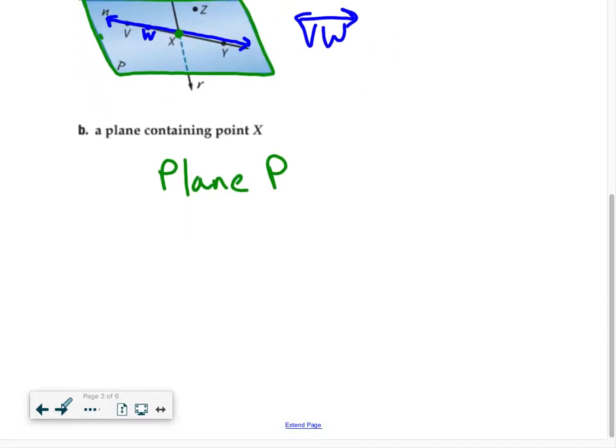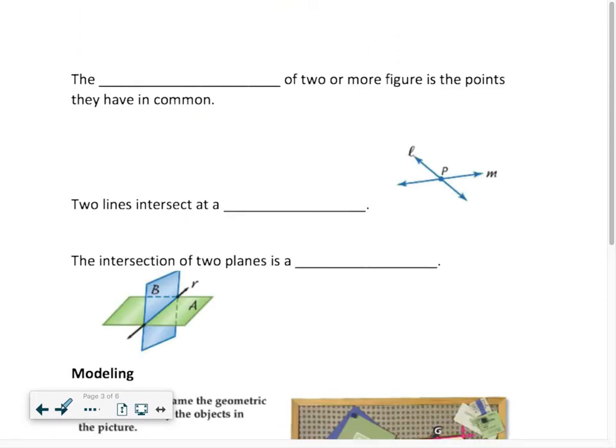So let's continue. The intersection of two or more figures. When we're talking about the intersection, we're talking about the points they have in common. Common points are what we define as an intersection.